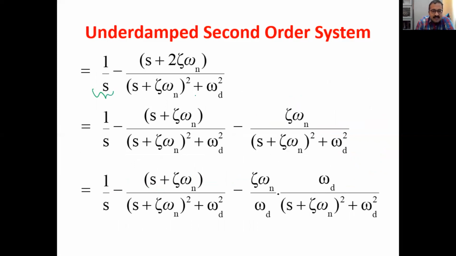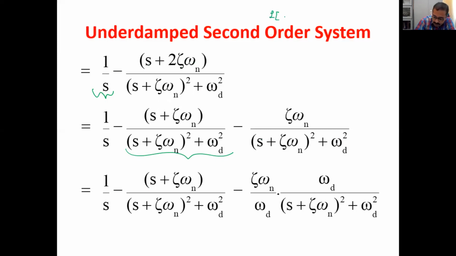This is still not in standard inverse Laplace transformable form. So we have to do a little bit of manipulation. What will you do? Here, I will split this part into two. I will take one part as s plus zeta omega n and the other part as zeta omega n. So I can write this as 1 by s minus s plus zeta omega n by this denominator minus the remaining part, zeta omega n divided by this part. What is L inverse of this term? Any idea?